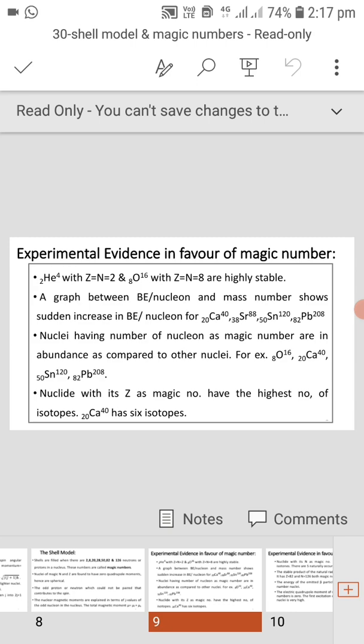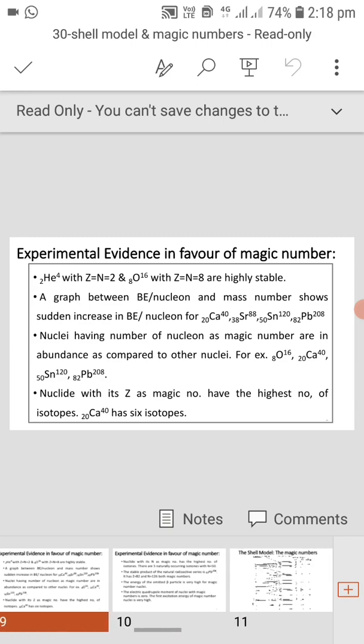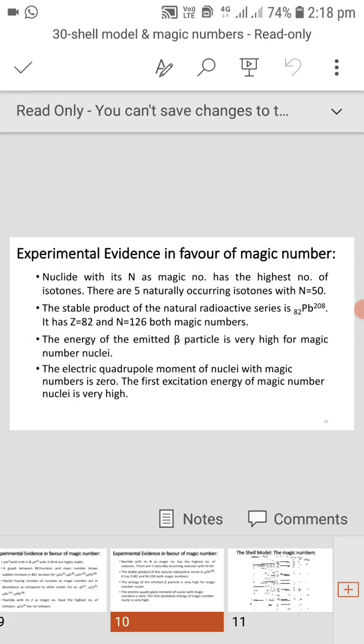The nuclide with Z as a magic number that has the highest number of isotopes is calcium, which has 6 isotopes. And the nuclide with its neutron number as a magic number has the highest number of isotones. There are 5 naturally occurring isotones with N equal to 50, and the stable product of the natural radioactive series is lead, which has Z equal to 82 and N equal to 126. Both of these are magic numbers.